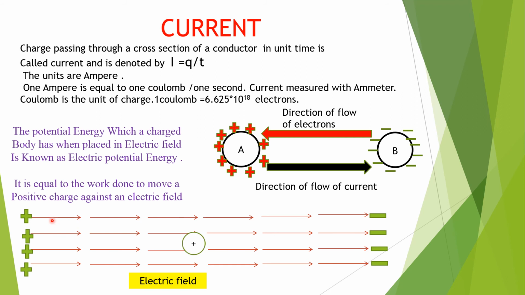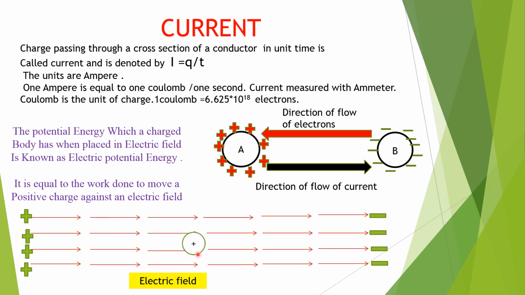Next, you observe this situation here. Here it is the positive charge, means high potential point. Here it is all negative charges, means low potential point. See, electric field is applied here. Now, if you want to move this positive charge towards the high potential point, certain amount of work is to be done.